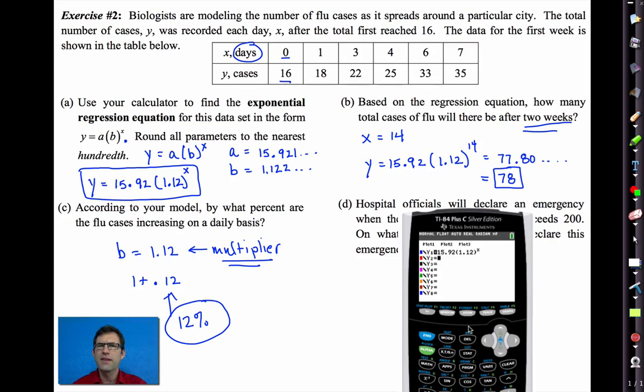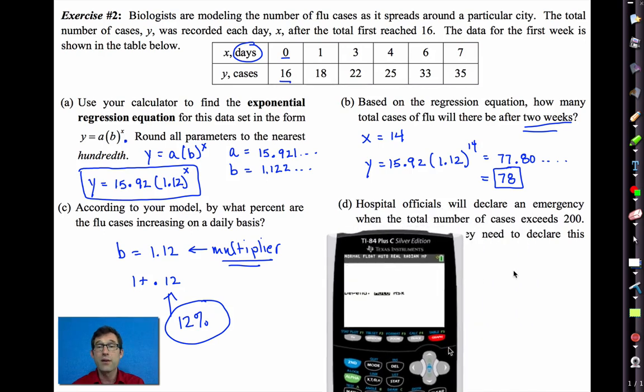And now I'm going to go into my table setup. It's debatable where we should make the table start. Now, granted, we know at day 14 we're only at 78. So we're not at 200 then, but maybe I'll make my table start at day 14. I'll start at that 78 cases point. And then I'll make my table go by ones as usual. All right, so start at 14, go by ones, and let's pop into the table.